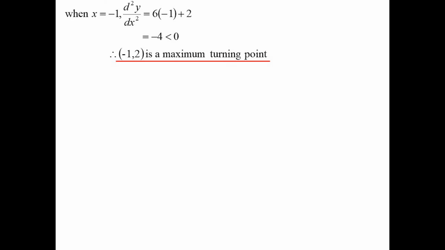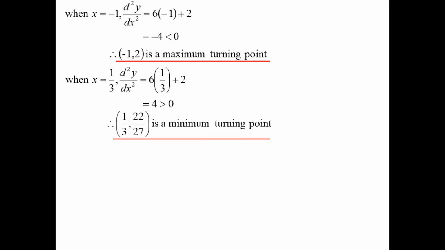And if I sub in a third, I get positive 4. And therefore, well, the numbers aren't quite as nice as the other one, but a third, 22/27 is a maximum turning point. Now, by the way, that was a very easy function to differentiate. If you've got a hard function to differentiate, then you can still use the table of values. It might be quicker to do that rather than trying to find the second derivative. So, both tools are useful.